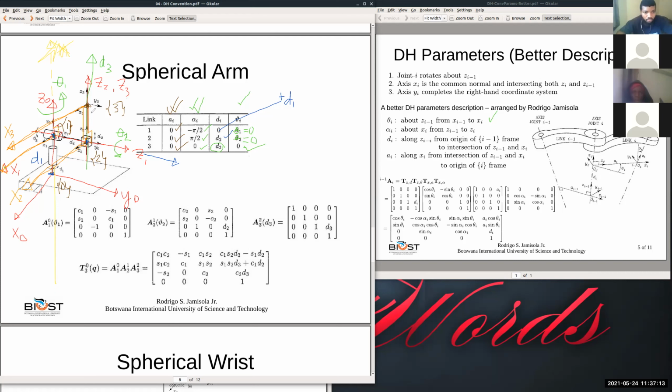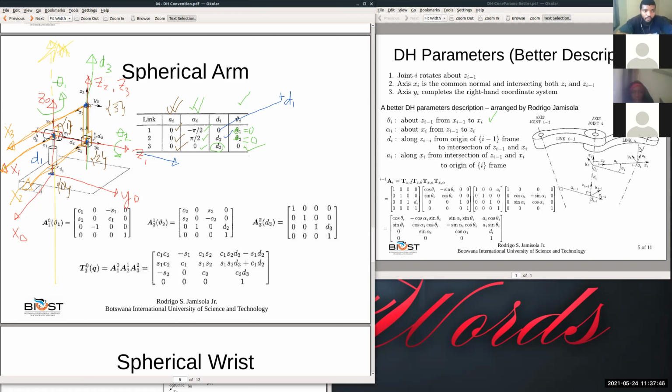Now here, along Z2. So Z2 is there, from the origin of frame 2. The origin of frame 2 is here, to the intersection of Z2 and X3. So Z2 and X3 is here. That's the intersection. From the origin of frame 2 to the intersection of Z2 and X3, that's that one. So from here to there is the direction. That's positive.